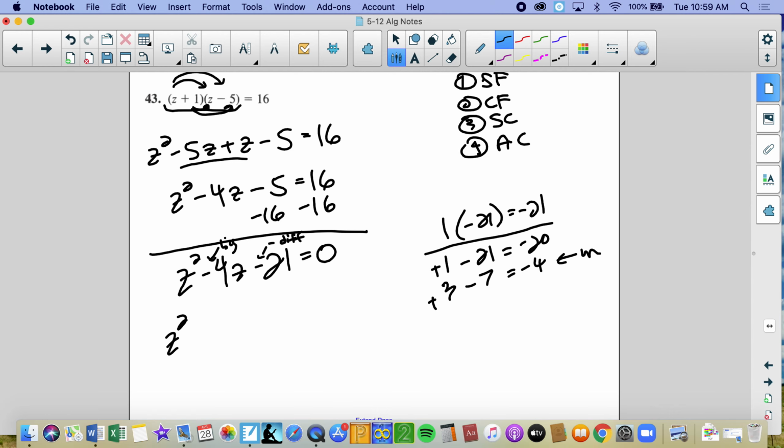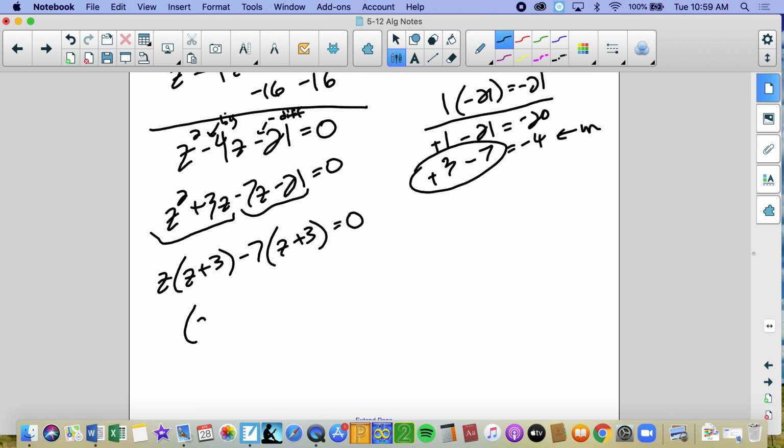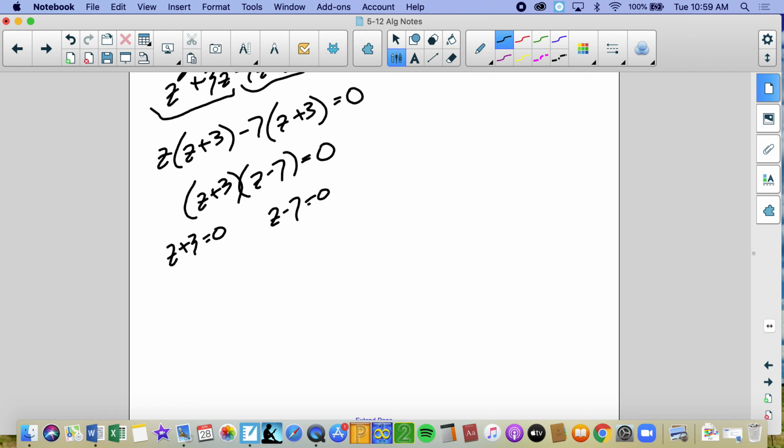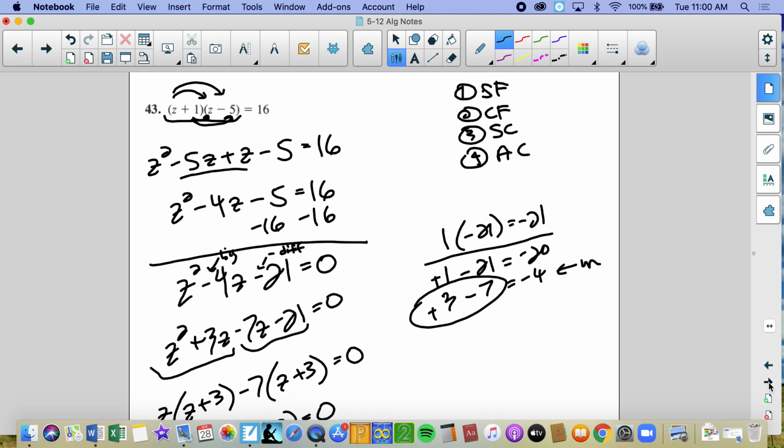So I'm going to take this equation and use these two values: z squared plus 3z minus 7z minus 21 equals 0. I'm going to factor by grouping. I'm going to factor out a z, and I get z plus 3. I'm going to factor out a negative 7, which gives me z plus 3. I have a z plus 3 in common, and I have a z minus 7. I'm going to set each one equal to 0. Some of you will start seeing the solutions before you do that. z equals negative 3 and z equals 7. Negative 3, 7 would be our solution to that. Woo! Are we done? Yes.